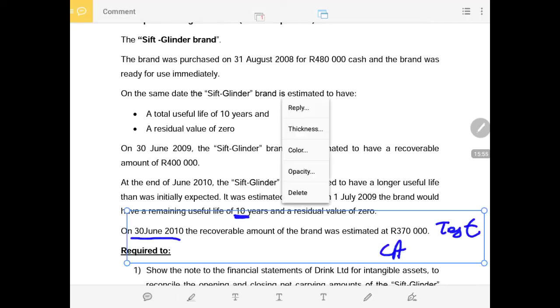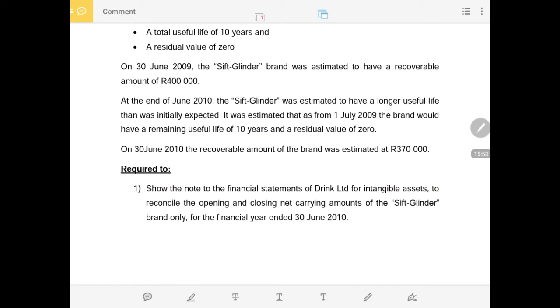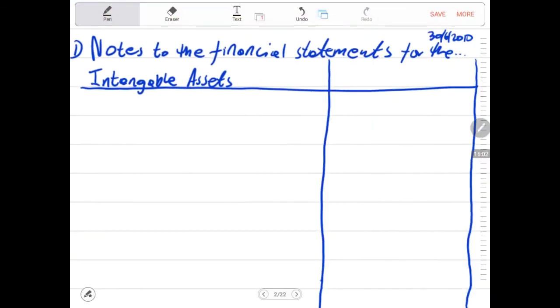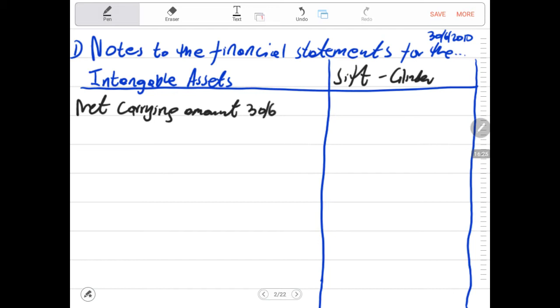Therefore, at this point in time, allow me to go and respond to the requirement where I am required to do the note. And take note, I've already done the note for you. All I need just to say is Sift Glinder brand. Therefore, what do we start with? We start with the net carrying amount. Net carrying amount is at the end of the previous year, which is on the 30th of June in the year 20.